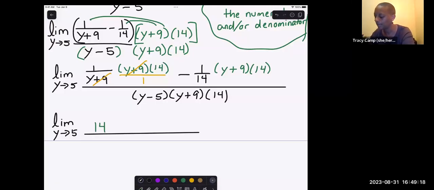And then I do the same thing with my other term, 1 over 14 times y plus 9 times 14. I recognize that this is just the same thing as being over 1, and then I can cancel out my 14s, and I'm just left with a y plus 9. And then my denominator, I don't really do anything to just yet.